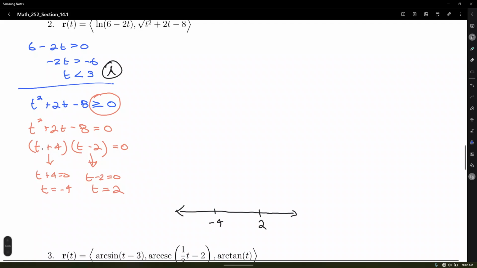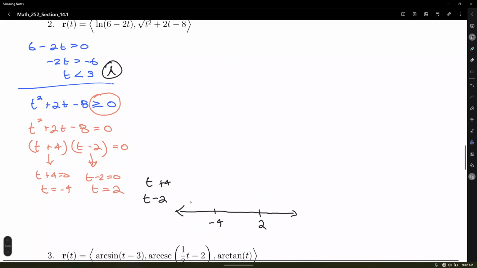Okay, and these factors I got from the factoring, the t plus 4 and the t minus 2. I'm going to put them next to the number line. t plus 4, t minus 2. We're going to choose test values. Your favorite test value. Keep it easy, keep it simple. In this interval, another test value. In this interval, another test value in this interval.